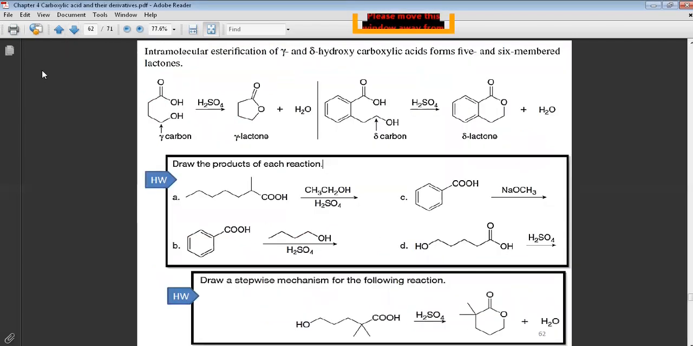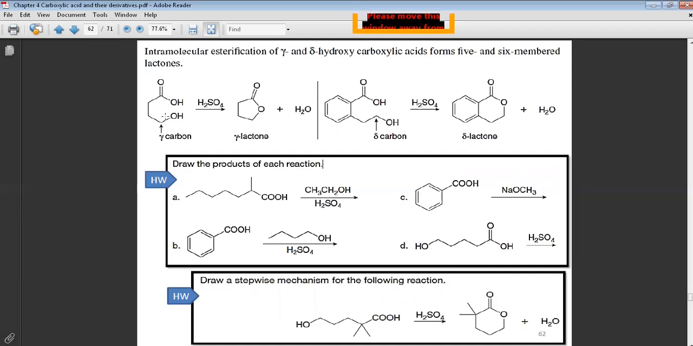Now we say intramolecular esterification. It can happen if you have an OH group with the carboxylic acid in the same compound. We say intramolecular esterification. That means the reaction happens on the same structure. You have just one starting material, but this starting material has both groups, the OH group and the carboxylic acid.